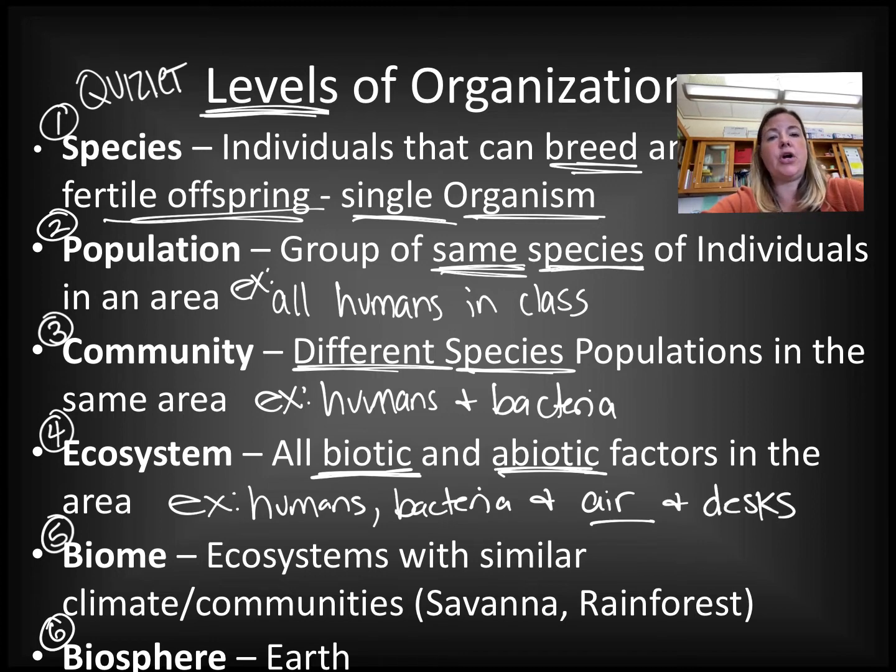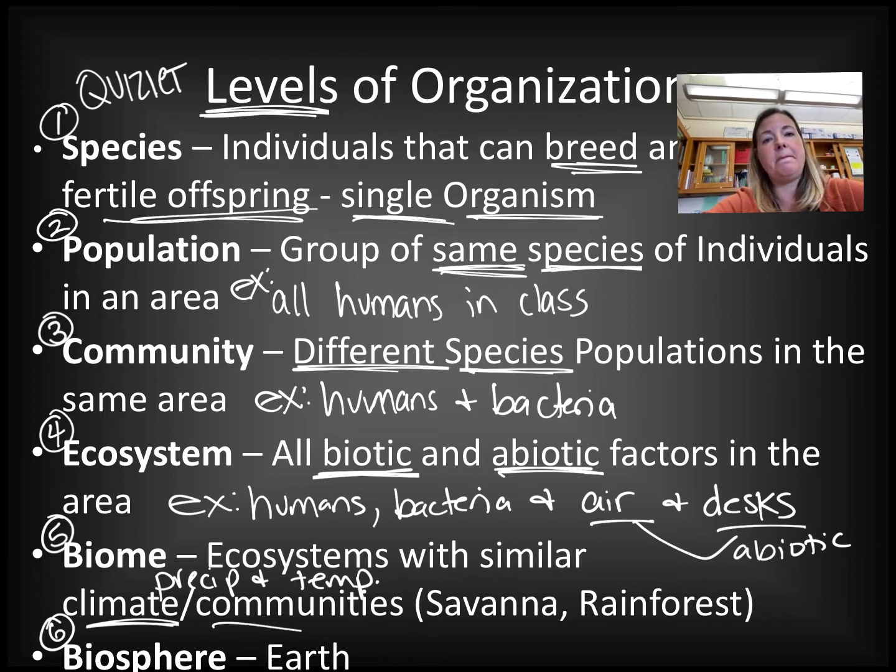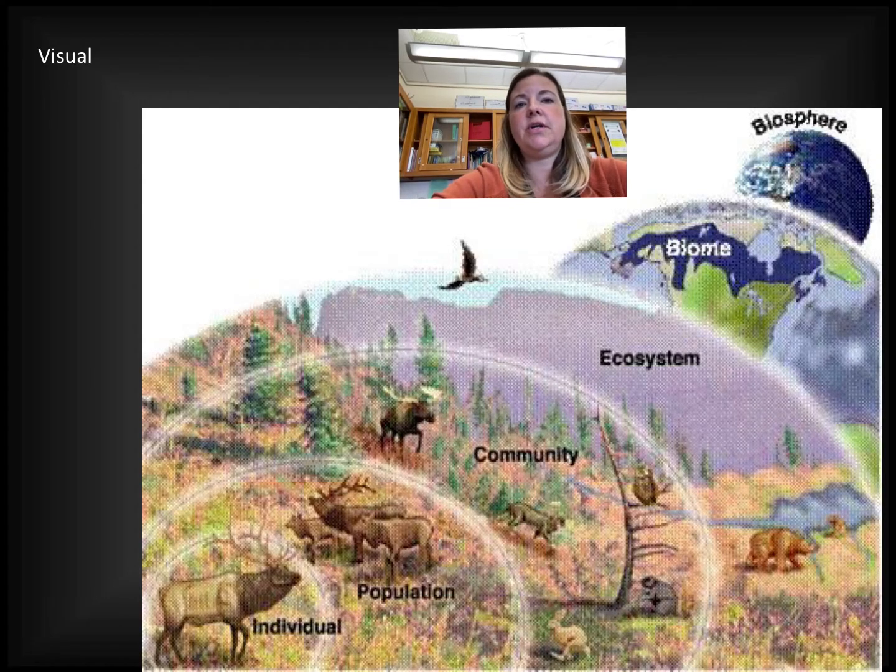Then we have what are called biomes. Biomes are classified according to similar precipitation levels and temperatures. And then we have the overall biosphere, which includes the entire Earth where there are living things from the bottom of the ocean all the way up high into our atmosphere. So this visual can help you with understanding those levels of organization.